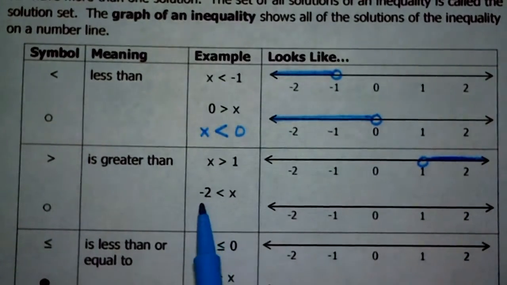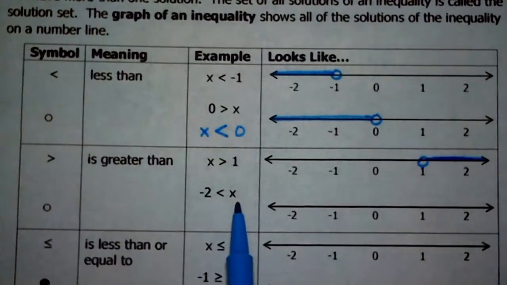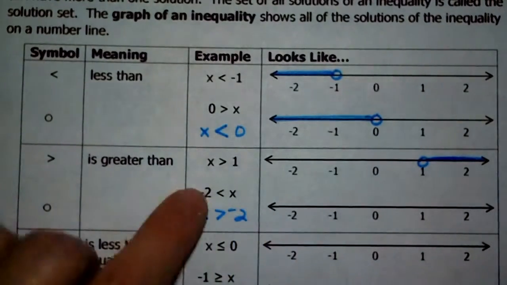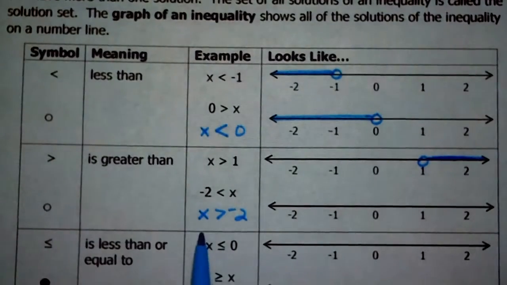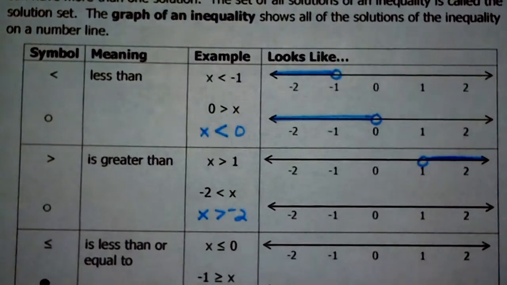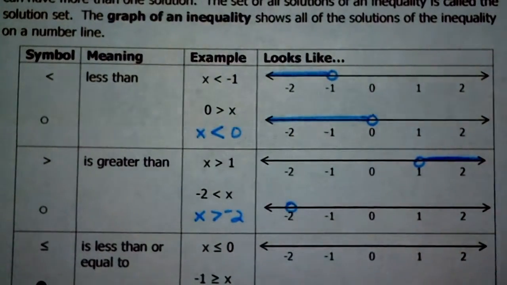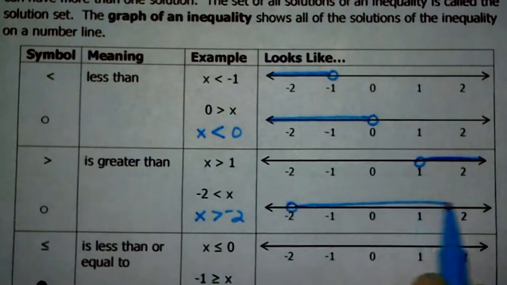With this next one, this says -2 is less than x. And again, sometimes it's tough to wrap your mind around what that means. That means that x is greater than -2. We're not graphing -2, we're graphing x. If x is greater than -2, so again, rewrite that. I didn't say it, but I did it. You should do it. x is greater than -2. It means it can't be -2, but it can be all the values greater than that.